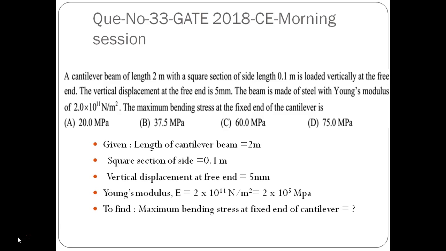So the given parameters are: length of the cantilever beam is 2 meter, square section of side 0.1 meter, vertical displacement at free end 5 mm. Young's modulus E equals 2 into 10 raised to the power 11 Newton per meter square. If you convert into MPa, that is 2 into 10 raised to the power 5 Newton per mm square, that is 10 raised to the power 5 MPa. To find: the maximum bending stress at the fixed end of the cantilever.